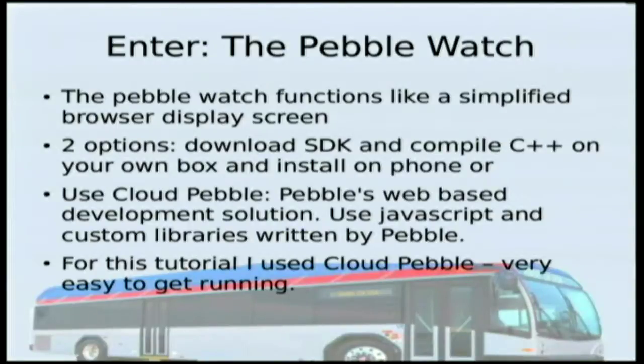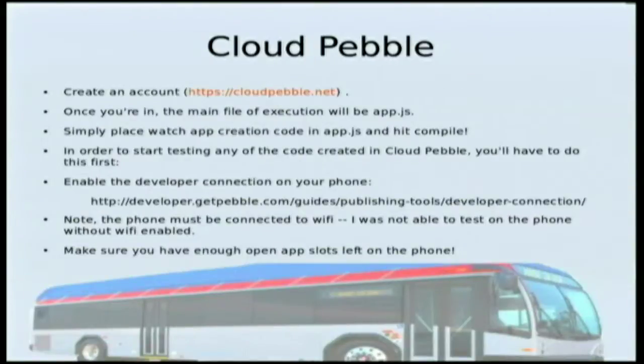And they provide, instead of C++, you can write everything in JavaScript using the custom libraries that they wrote for Pebble. So I'm lazy. I use the Cloud Pebble because it took like 5 minutes to set up an account and get going and send something to my watch. So nice and easy to get going. Few basic steps, go to cloudpebble.net, you create an account. Once you're in, there's one main file that's going to do all the JavaScript execution called App.js, and it kind of just runs from the top to the bottom.